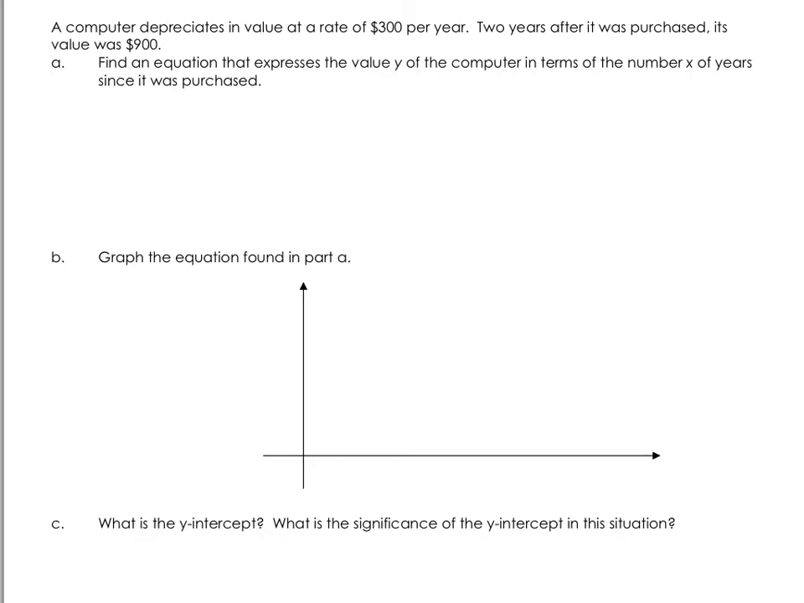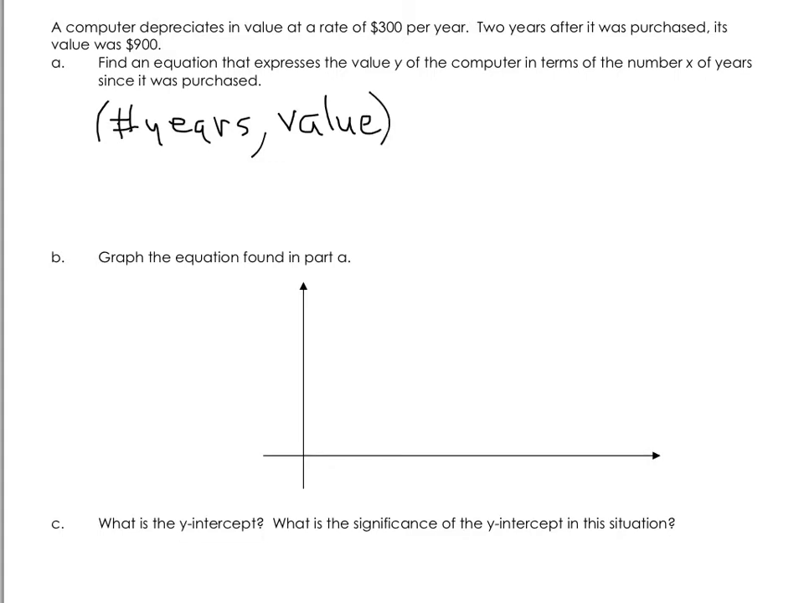A computer depreciates in value at a rate of $300 per year. 2 years after it was purchased, its value was $900. Find an equation that expresses the value y of the computer in terms of a number of years x since it was purchased. So in our ordered pairs, we want to have first the x, the number of years, and then we want the value of the computer.